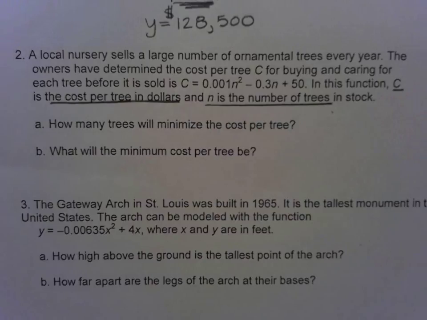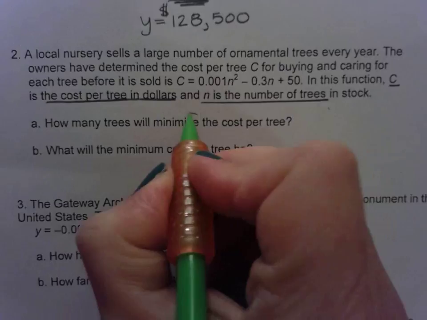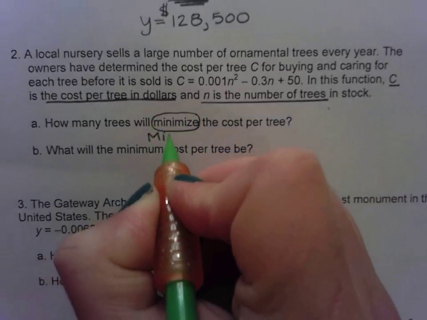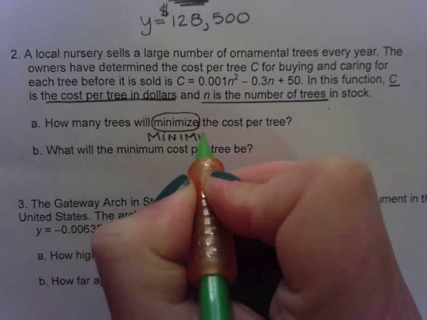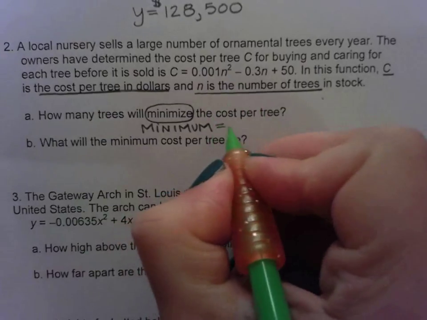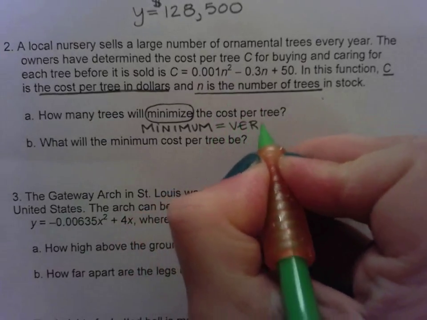So for part A, how many trees will minimize cost? So you want to figure out how many trees need to be sold in order to have the least amount of cost, for it to be the least expensive to run this business. So you've seen this word, it's been minimum. Instead of minimize, it's been minimum. And so a minimum also means you're looking for a vertex.